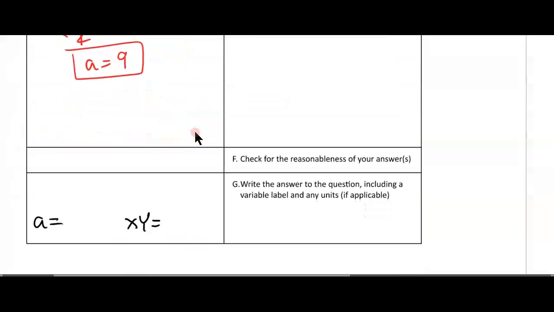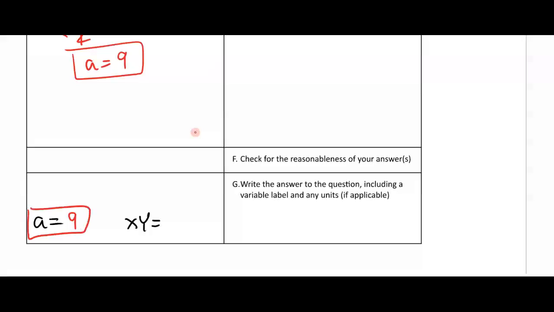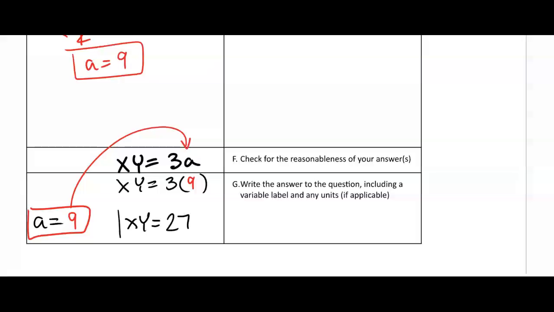What else? Am I done? No. Why not? We still need to find xy. So I'm going to go ahead and copy this down here, my a equals 9. How do I find xy? Well, what was xy given as? So xy at the top was given as 3a. I substitute the 9 in for a. Okay, that's coming here. And therefore xy equals 27.